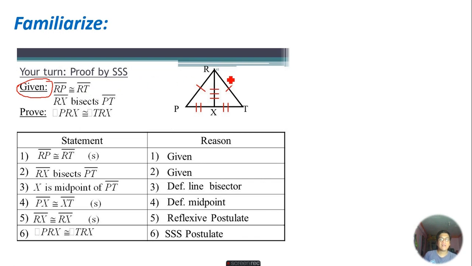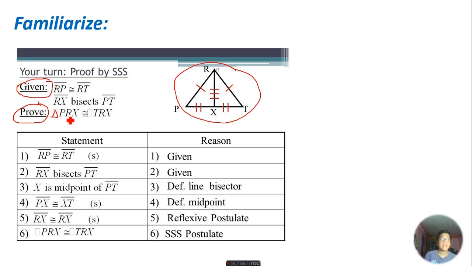We also have here the figure illustrating our given. This gives us the clue as to what particular statements and reasons we are going to write in the two-column proof, following the congruence postulate, either in this case of our discussion, the SSS or the SAS. So, we also have the proof statement. When you say the proof statement, this is the thing that we're going to prove.